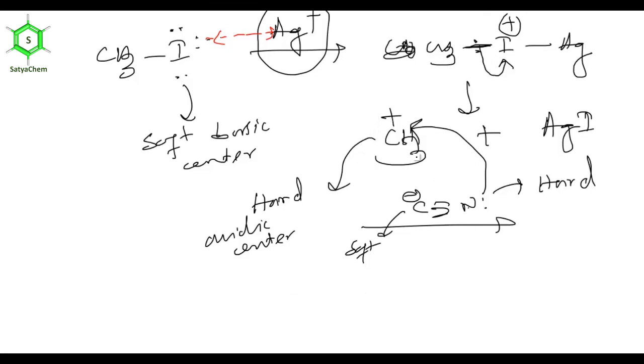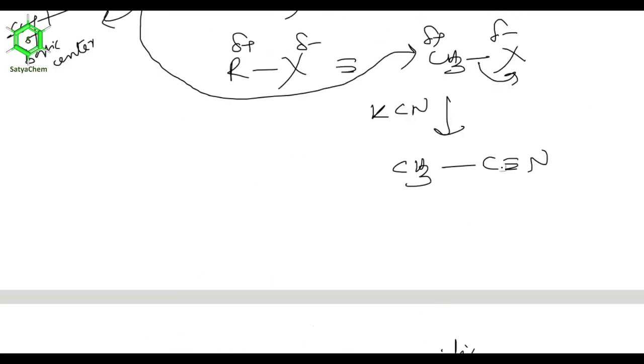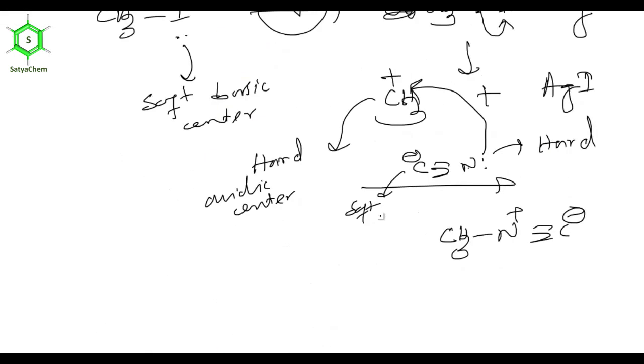The reaction proceeds through a carbocation. So CH3-N plus C minus. So the product is methyl isocyanide. But in the KCN case, the product is methyl cyanide. Here it is methyl isocyanide. Okay.